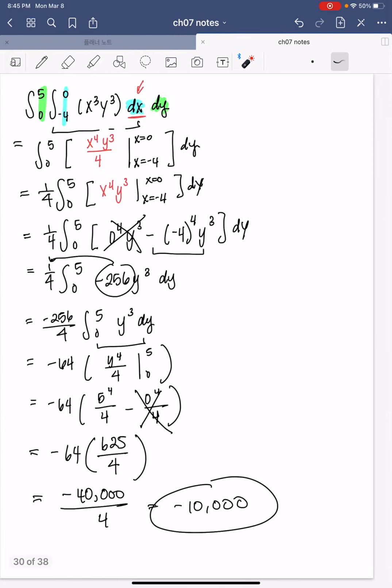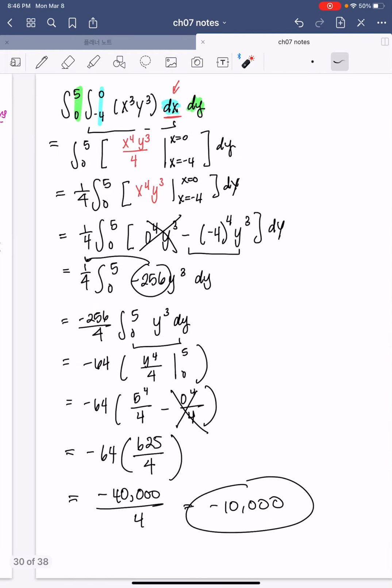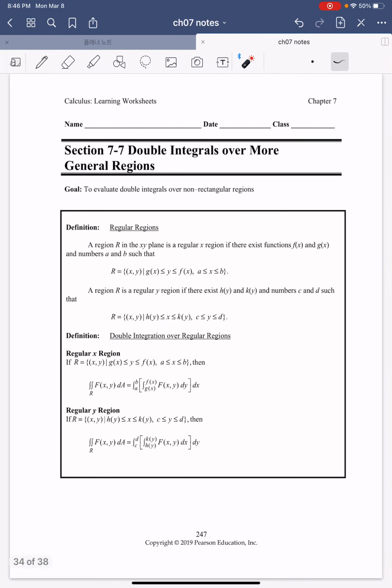Last time, the order did not matter. In fact, we used example 2 to confirm that we got the same answer, dy dx versus dx dy. In here, it does matter because we are not just having a number, we are having the whole function. If we are taking a regular x region, in other words, dx at the end, we integrate with the y term first and then x. Versus a regular y region, where we integrate with the dx term first and then dy.